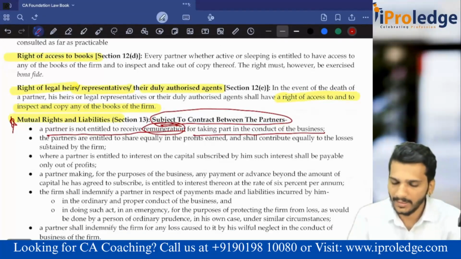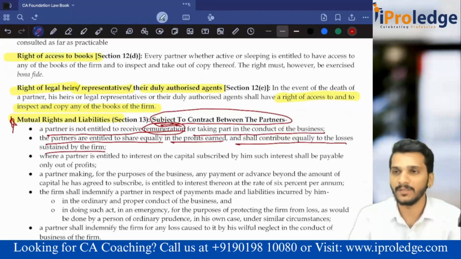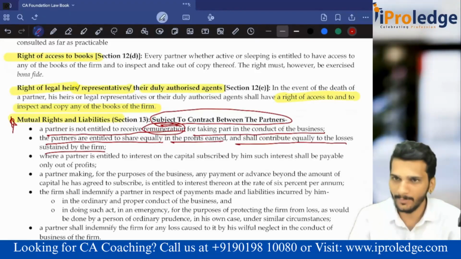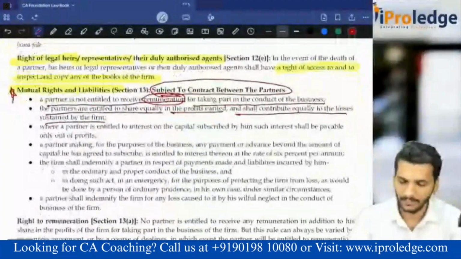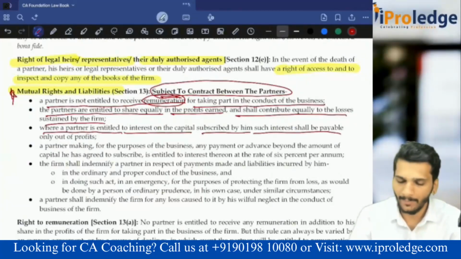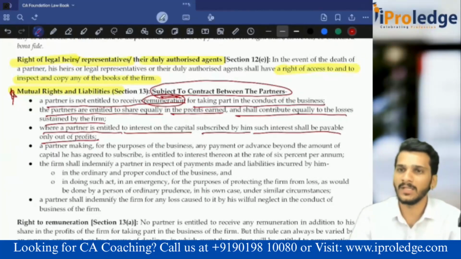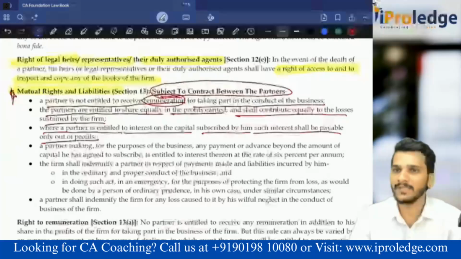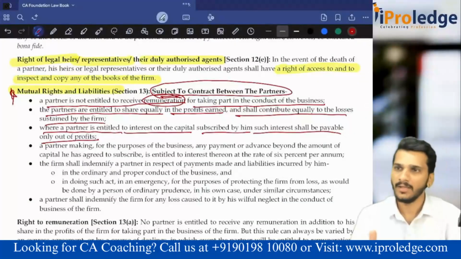Then partners are entitled to share equally in the profits earned and shall contribute equally to the losses sustained by the firm. See, if there is an agreement like 3 is to 2 is to 1, go by that. If not, then equally. Where the partner is entitled to interest on capital subscribed by him, such interest shall be payable only out of the profits. If the partnership is in losses, then no interest. But if there is an agreement that whether it is profit or loss the interest has to be paid, then you pay attention to that.